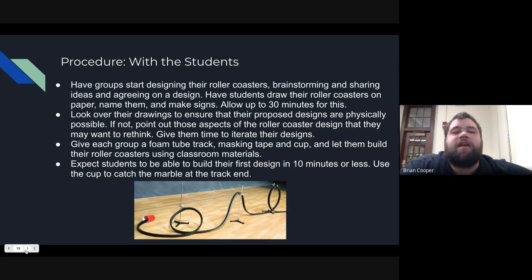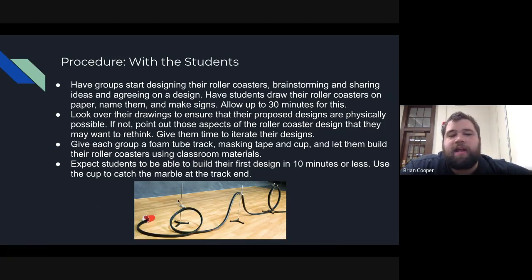Give each group a foam tube track, masking tape, and a cup, and let them build their roller coasters using classroom materials. Expect students to be able to build their first design in 10 minutes or less. Use the cup to catch the marble at the track ends. Here is an example of a design.